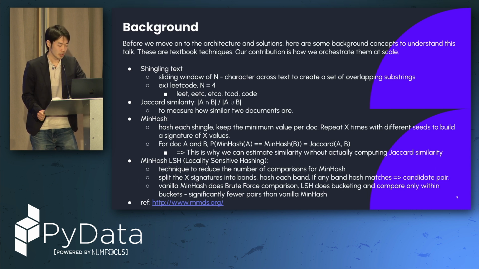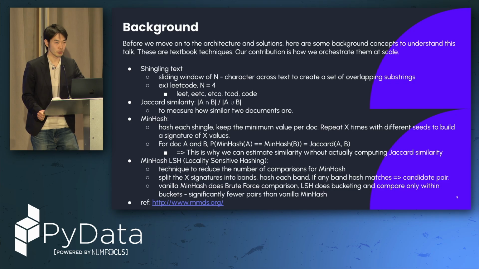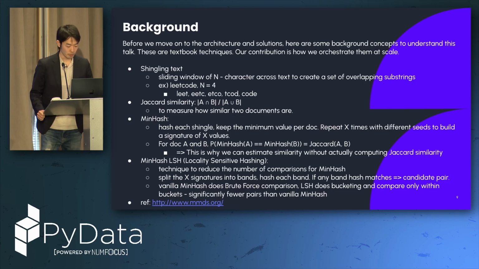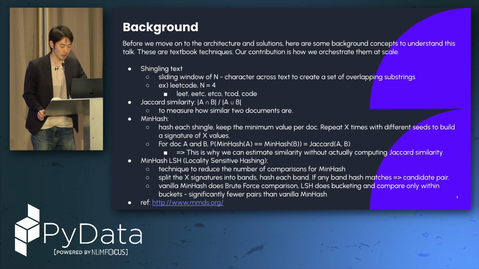Jaccard similarity, I guess this is also familiar to many of you here today, but it's to measure how similar 2 documents are. And then MinHash. Basically, the idea is to hash each shingle, and then we're gonna keep only the minimum value for each document. We're gonna repeat X times with different random seeds so that we can cover enough parts of the document. In the benchmark, I took 64 samples for each document.